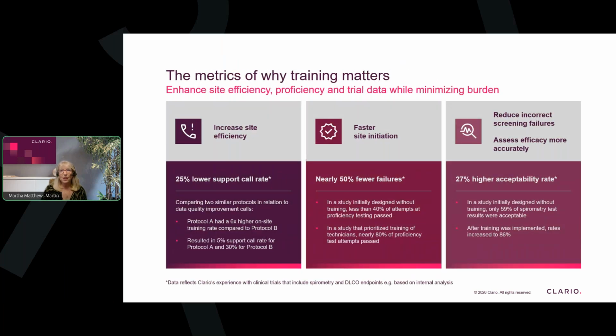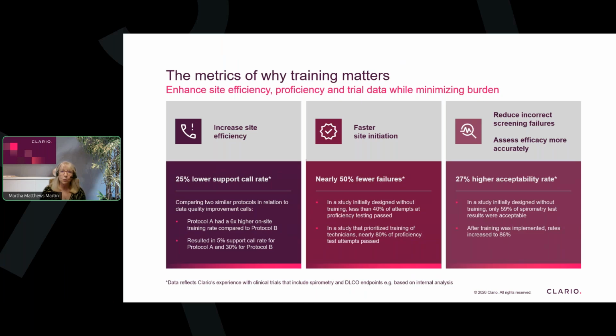So you may be wondering, is an investment in training really something that's going to reap dividends for you when it comes to the quality of the data? And what I would like to do is just share some examples of case study work that we've done at Clario with our actual clinical studies to see what impact training has had.